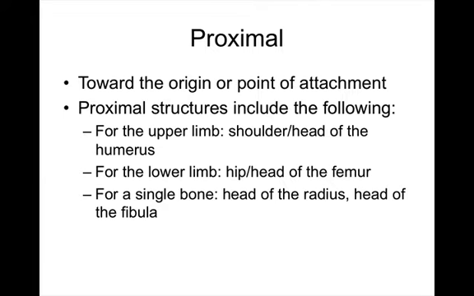The lower limb begins at the pelvis, essentially. The pelvis anchors the lower limb to the axial skeleton. So the head of the femur, the hip, are considered the proximal aspects of the lower limb. And then for a single bone, you could talk about the head of the radius, which is the proximal part of the radius, toward the elbow, and then the head of the fibula is another example. It's toward the knee as opposed to toward the ankle. So where does a particular limb start? Wherever that is, closer to where that origin or point of attachment is located is considered proximal.